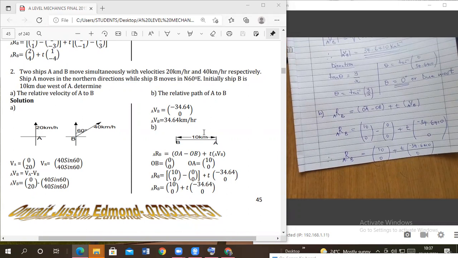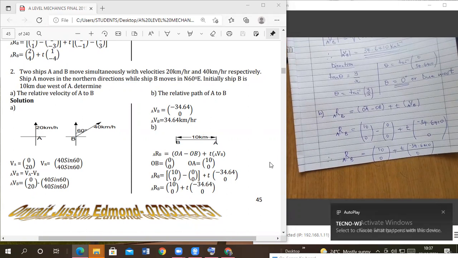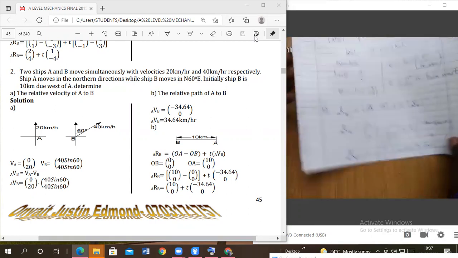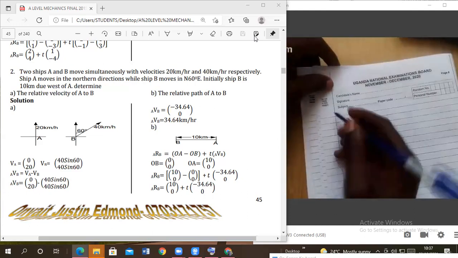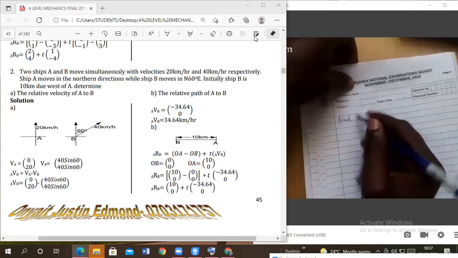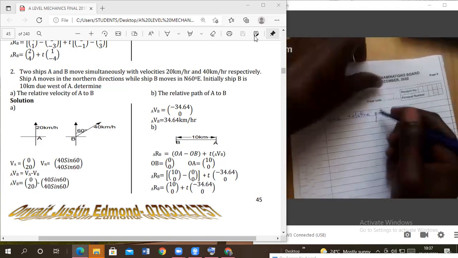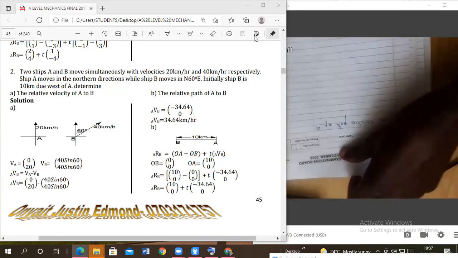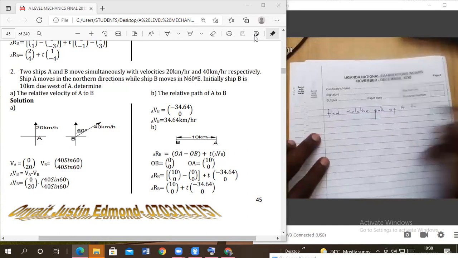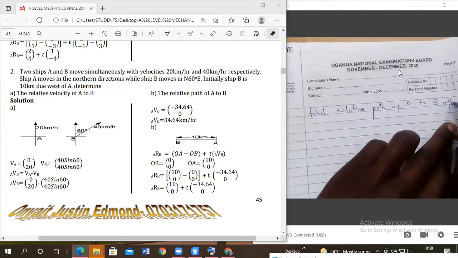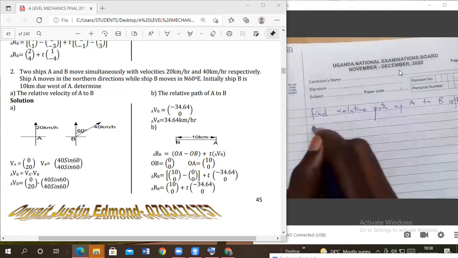Members, are we together? Are we together, members? Yes. So let me add that question. Find the relative path of A to B after 4 seconds. This one should now be our C after 4 seconds.